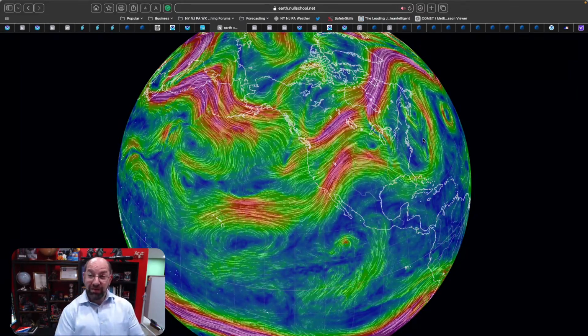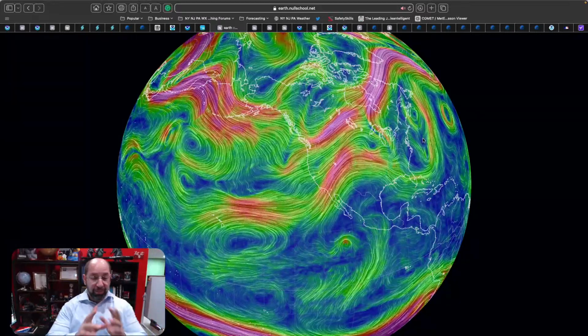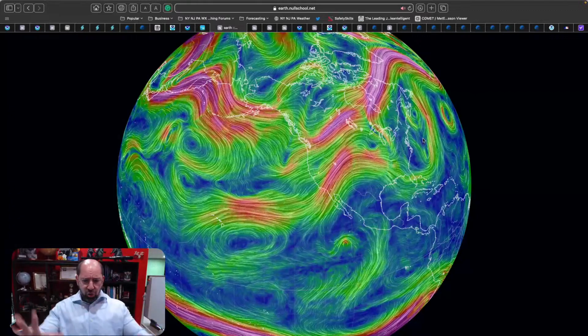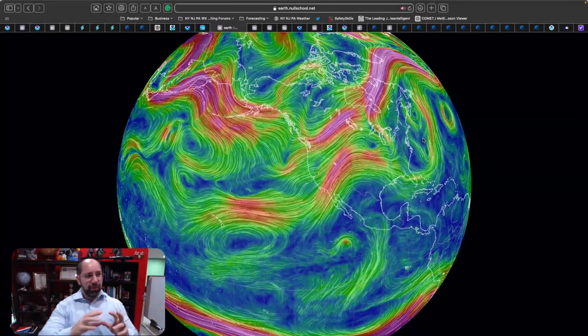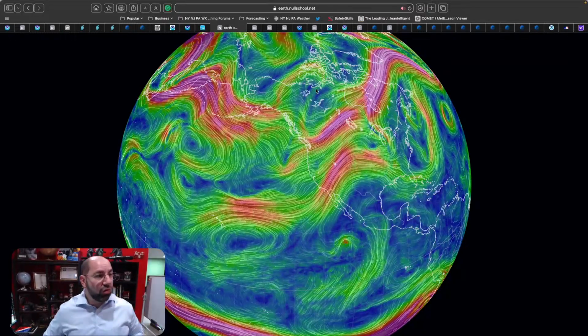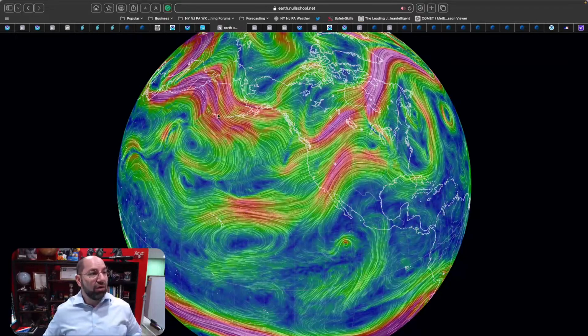Now we have to go back to the Pacific. Now, this is at 250 millibars. So why am I showing you this? This is the other factor that is controlling this whole pattern. You see, right now, we are shifting back to a trough in the Aleutians. We started to see this pattern starting to return.